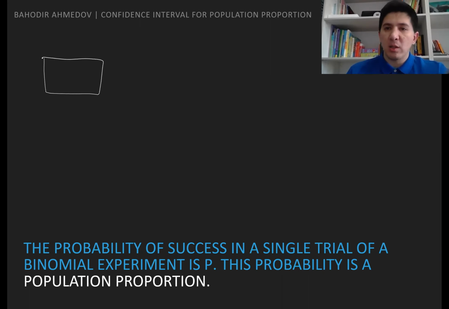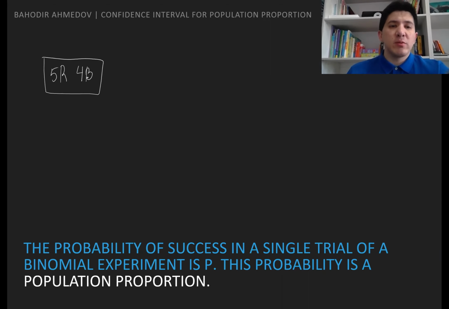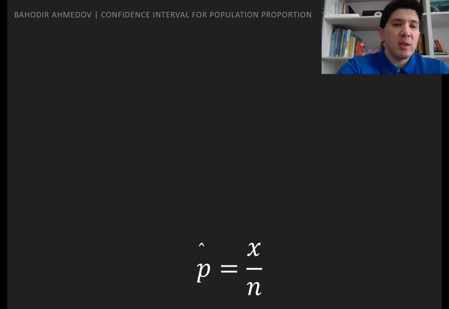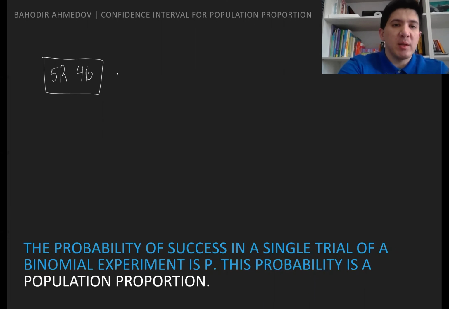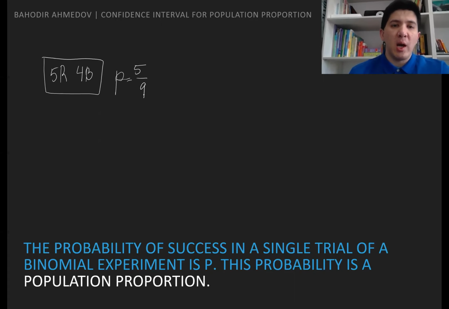So let's say I've got a box with 5 red balls and 4 blue balls, for example. Then you can create a binomial experiment where you choose a ball, then denote whether you picked the red one or not. Then you put this ball back in the box and you do this experiment many times. And every time you choose a ball, the probability that you will get a success, basically the probability that you will get a red ball, is going to be equal to 5 over 9. So this is very similar to the concept of the proportion.